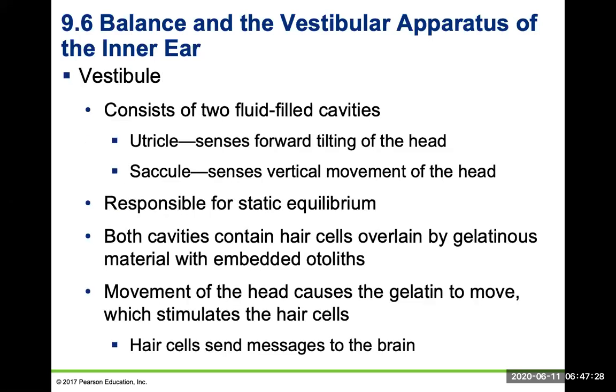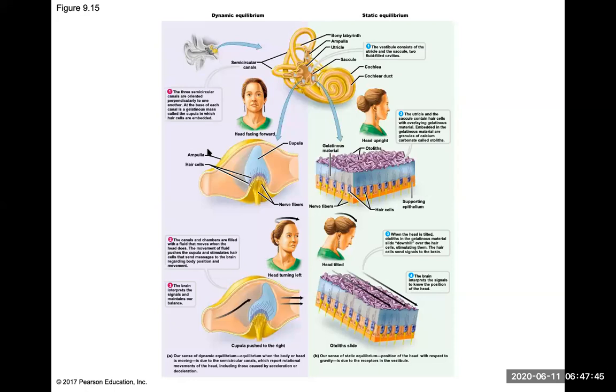The vestibule consists of the utricle and the saccule, which sense forward tilting of the head or vertical movement of the head, respectively. They're also responsible for static equilibrium, so when these hair cells move, those messages are sent to the brain. So this is a look at semicircular canals and the utricle and saccule within them and how they respond to head facing forward, head facing left, head upright, or head tilted.